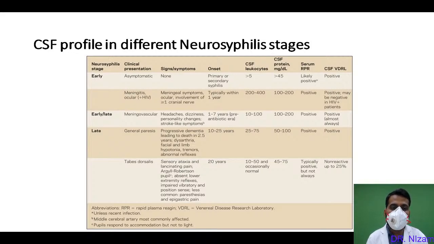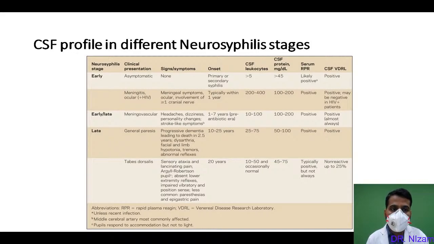Then in early late we have meningovascular, where the symptoms will be dizziness, personality changes, stroke-like symptoms. It will occur 1 to 7 years from the onset, and the CSF leukocyte count will be reaching from 5 to 100. Basically, in neurosyphilis, the leukocyte count should be more than 5. So here it will be reaching around 10 to 100, and protein will be reaching up to 200.